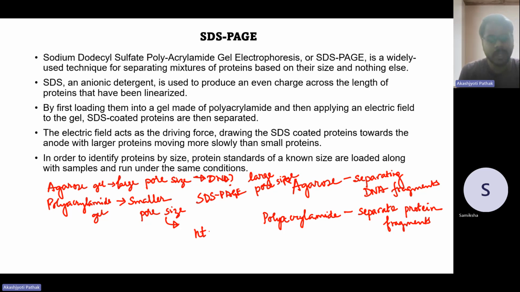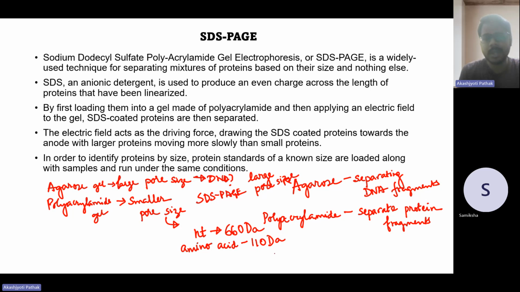So if you look at the molecular weight of a single nucleotide, it is around 660 Dalton. What is the average molecular weight of a single amino acid? It is 110 Daltons. It is not the absolute, it is the average molecular weight of one amino acid. It is around 110 Dalton.